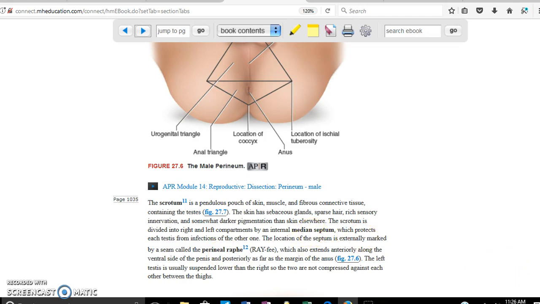One of the testicles is a little bit lower than the other testicle, basically to avoid both testicles hitting each other.